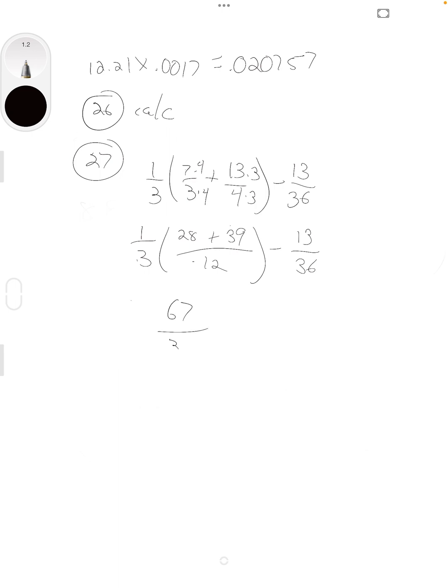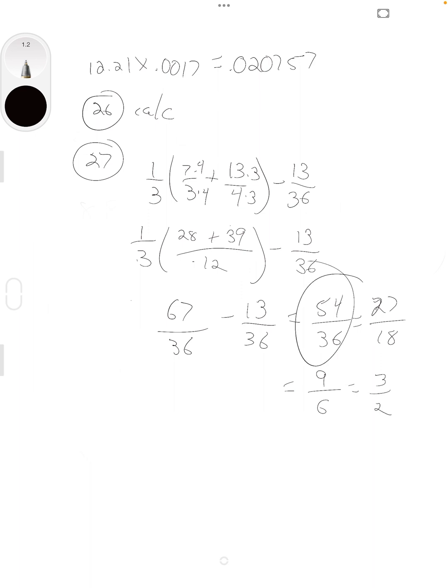3 times 12 is 36. So I have this minus 13/36. Well, 67 minus 13 is 54, 54/36 is the answer. You can reduce that to 27/18, which you can reduce to, 3 goes into both of those, 9/6, which you can reduce again into 3/2. So this is good though. And move on. 28.